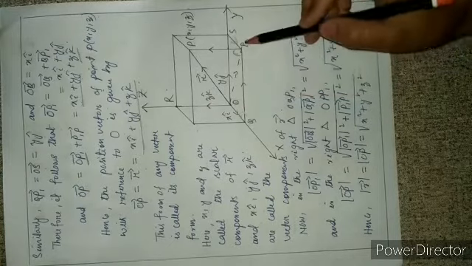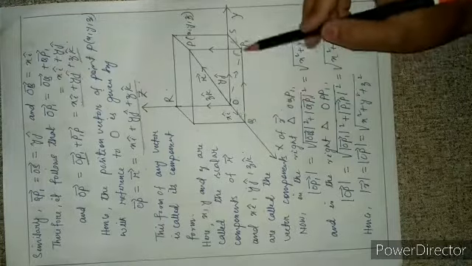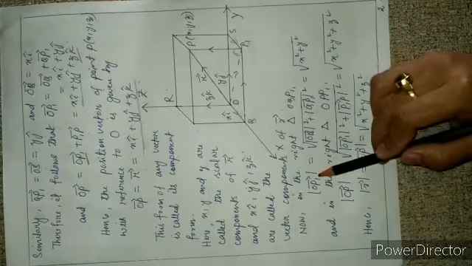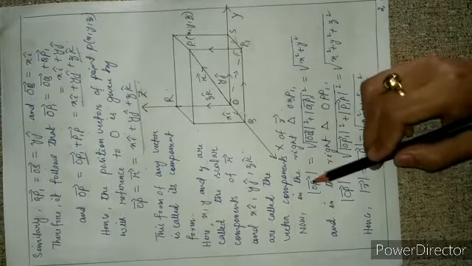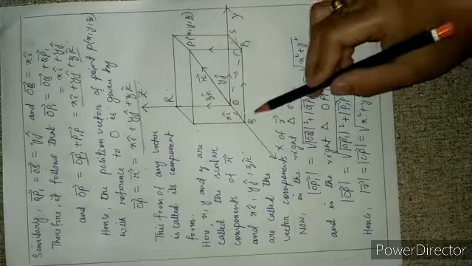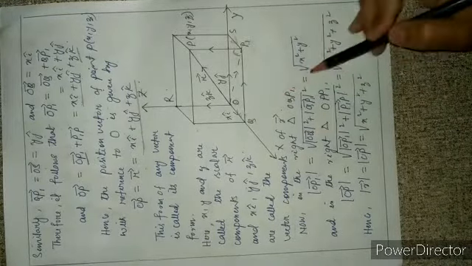By Pythagoras, OP1 squared is equal to OQ squared plus QP1 squared. Taking the magnitude, that means taking the square root. The modulus of OP1 vector will be equal to root over OQ squared plus QP1 squared. This OQ length is x, and QP1 is the same as OS, whose length is y. So the length of OP1 is root over x squared plus y squared.